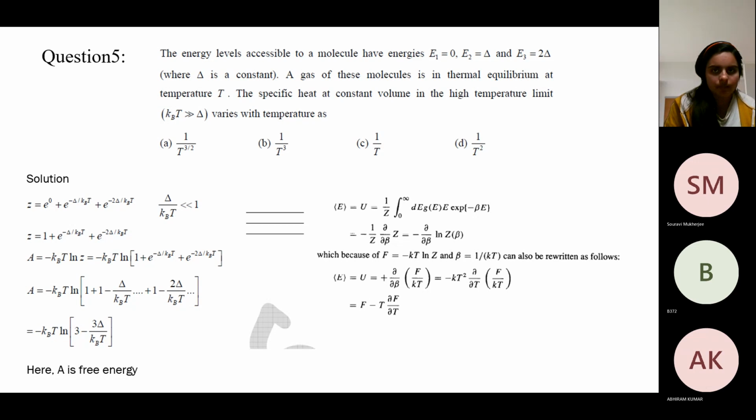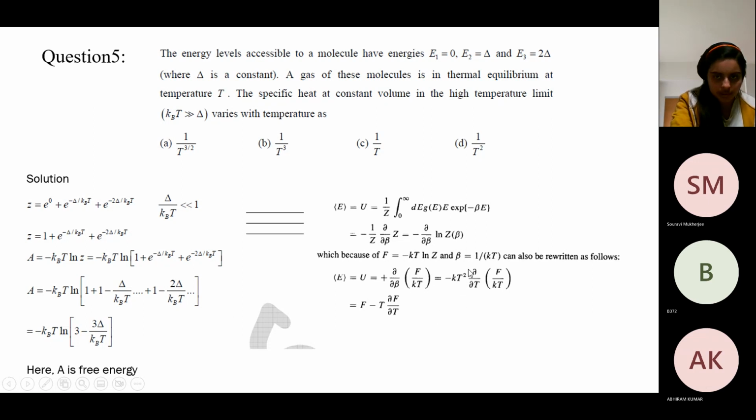Are you understanding? Yes, ma'am. So when you do all that, you also have to use this high temperature limit. That means, see, in the high temperature limit, this term becomes constant. High temperature meaning this term is very small, and ln3 would be just a constant. So it has a linear dependence on temperature.